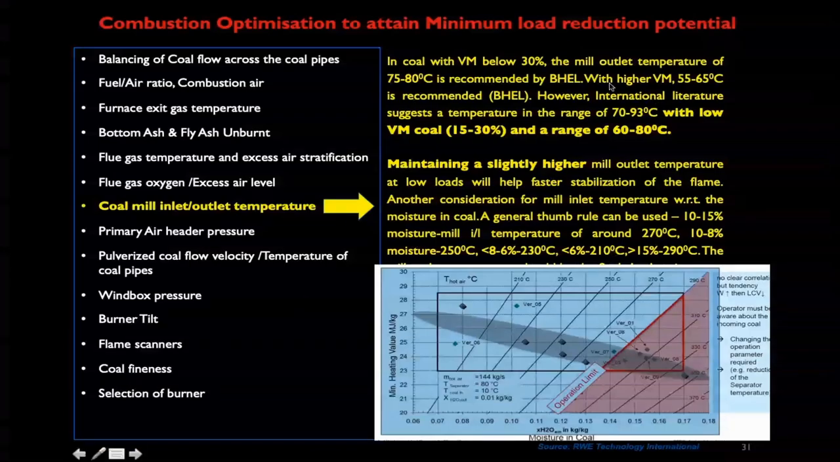Ideally outlet temperatures, this is from international literature, based on the volatile materials in your coal. This all will be in the guidelines, which will be coming very soon.